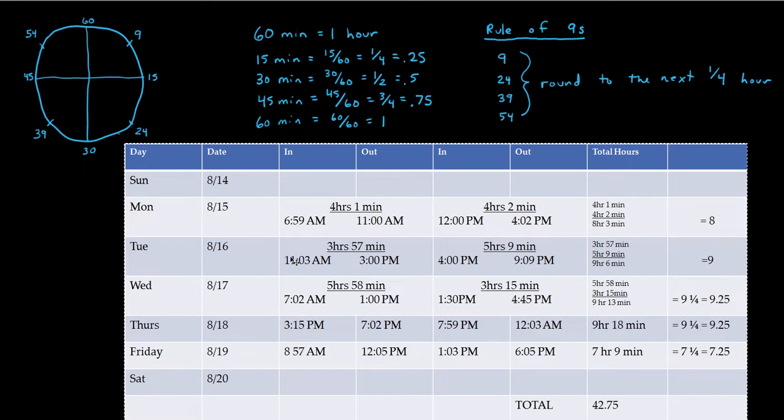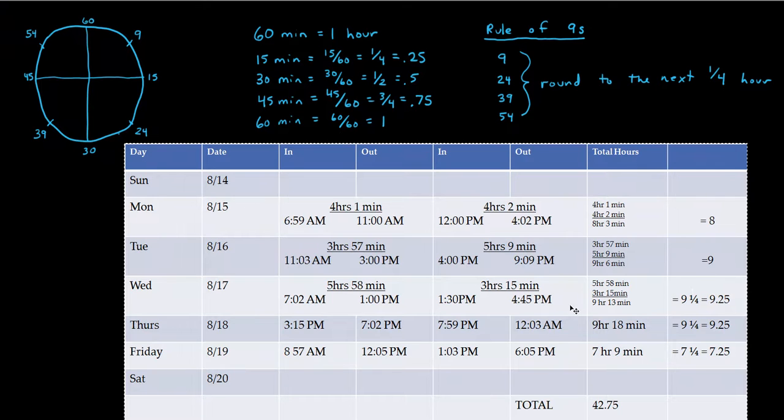The next weekday, the person works from 11:03 to 3 p.m. and then 4 to 9:09, and that gives you 9 hours and 6 minutes total. Again, it's not past the 9-minute mark, so we leave it at 9 hours that the person worked.